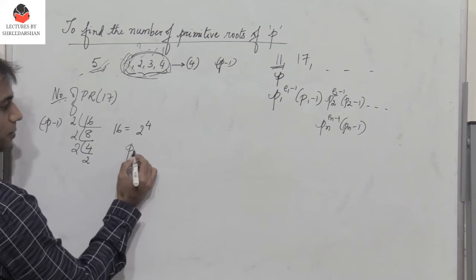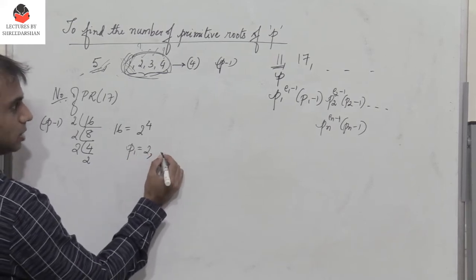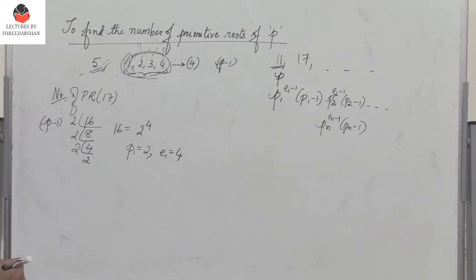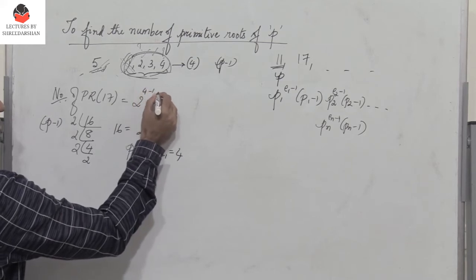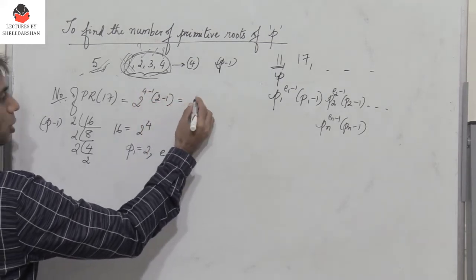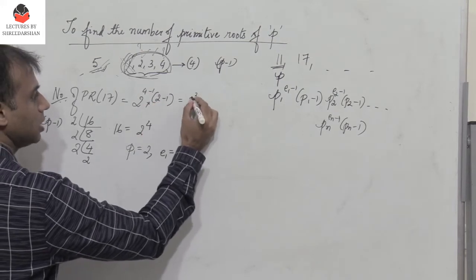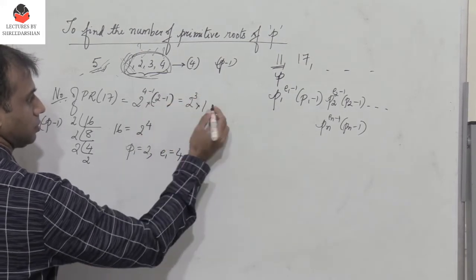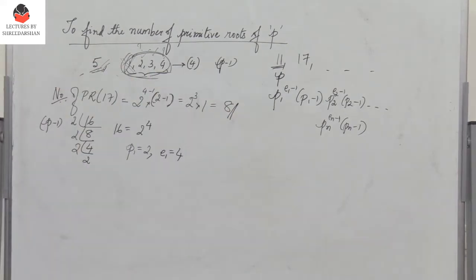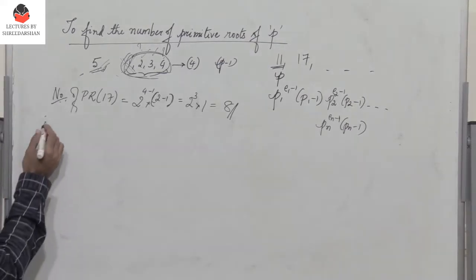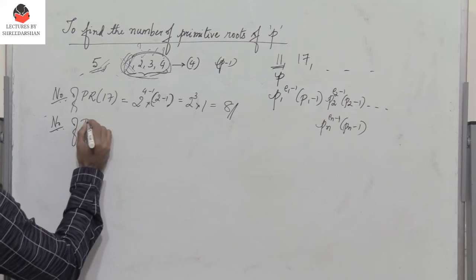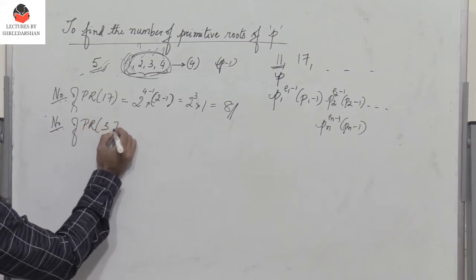Alright, so therefore we have P1 which is equal to 2 and E1 which is 4. So therefore this is equal to 2 power 4 minus 1 into 2 minus 1. So I get 2 power 3 into 1, which is 8. So there are 8 numbers which are primitive roots of the given prime number 17. So next, let us find out how many numbers are primitive roots of the given prime number 37.